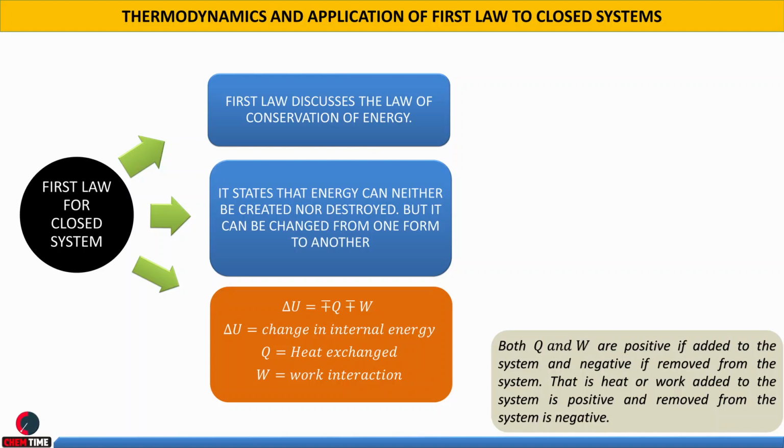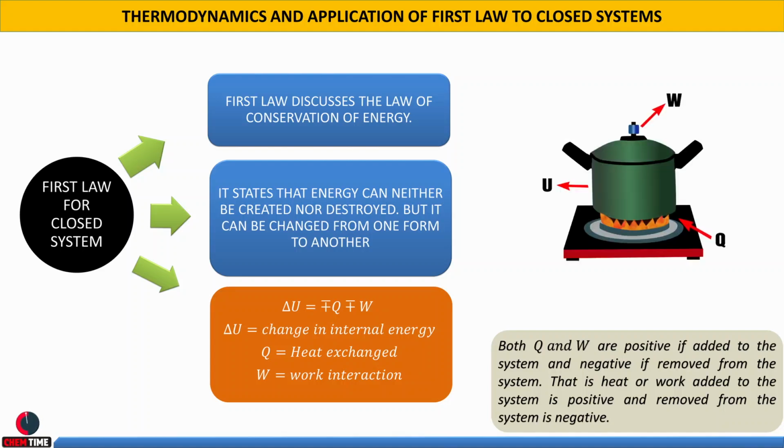Written mathematically, the internal energy change is equal to plus or minus Q plus or minus W, where Q and W are heat and work interactions. The sign of Q and W depends on whether they are added to the system or removed from the system. If they are added to the system, Q and W are positive, and if they are removed from the system, Q and W are negative. The concept will be explained through one of the GATE problems subsequently.